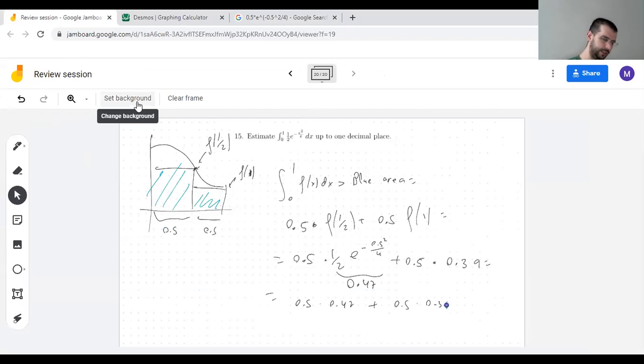So this estimation is the average of 0.37 and 0.39, which would make it 0.43. So the area is bigger than 0.43 and smaller than 0.5, and that is one decimal of precision. So there we go. Awesome. Great.